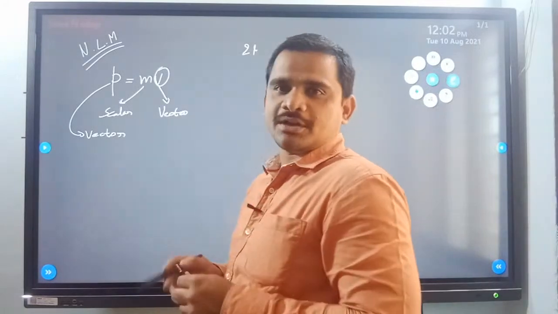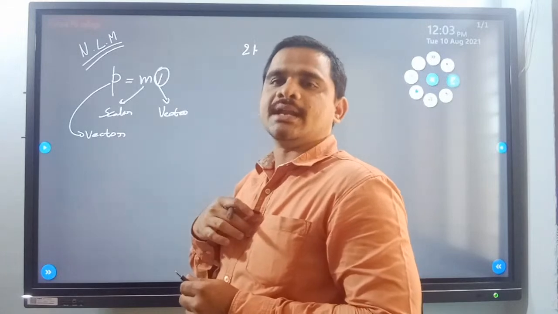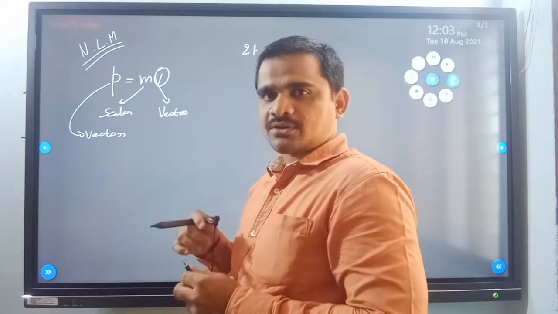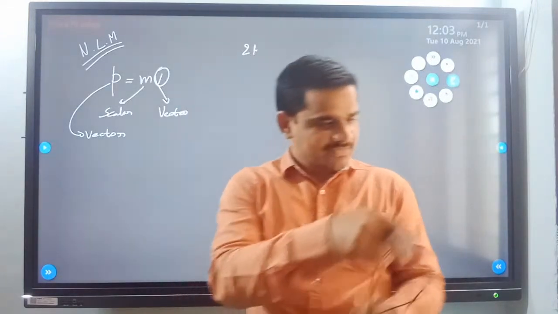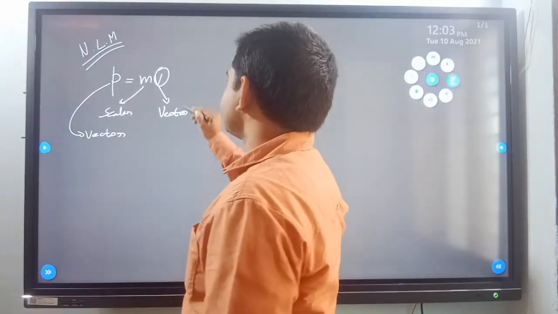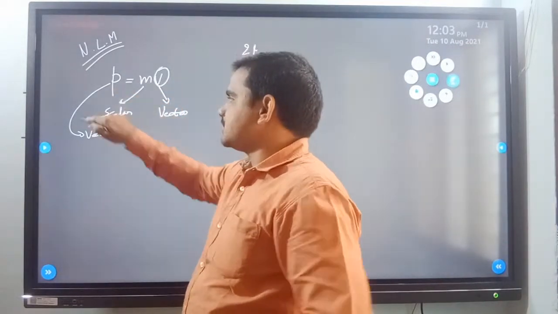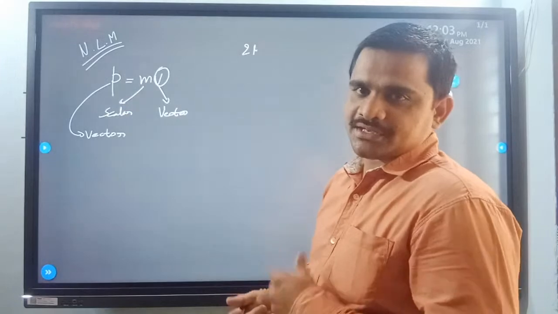P is linear momentum, m is mass, a scalar quantity, and velocity is a vector quantity. Okay, thank you. Right, start. V is a velocity, a vector quantity, mass is a scalar quantity, and P, linear momentum, is a vector quantity.